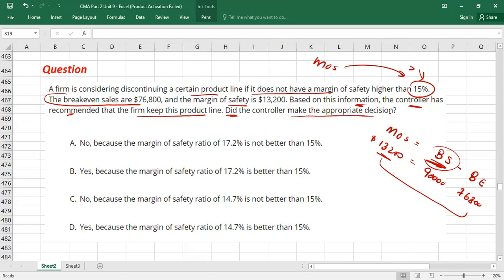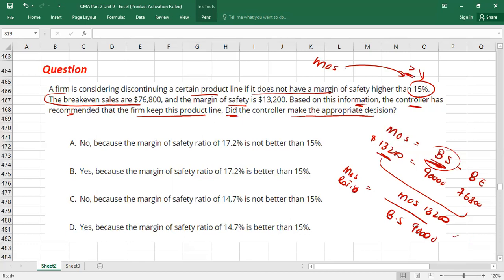So we have to calculate the margin of safety. Because the controller is saying the margin of safety is more than 15%, let's calculate whether it is more than 15 or not. So here we go. How will you calculate the margin of safety ratio into a percentage? We'll take the margin of safety, which is here 13,200, divided by the budgeted sales, which is 90,000.